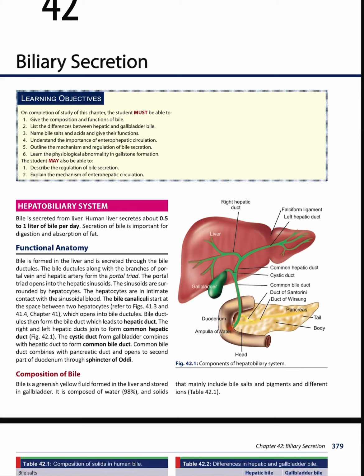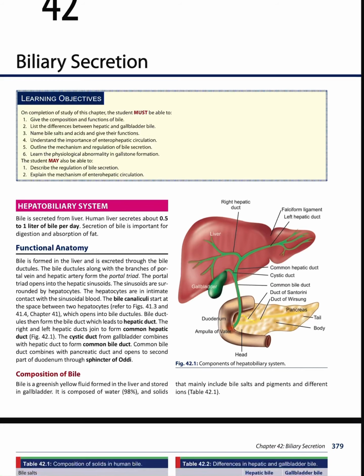The bile canaliculi start at the space between two hepatocytes and open into the bile ductule. The bile ductule then forms a bile duct which leads to the hepatic duct. The right and left hepatic ducts join to form the common hepatic duct. The cystic duct from the gallbladder combines with the hepatic duct to form the common bile duct. The common bile duct combines with the pancreatic duct and opens into the second part of the duodenum through the sphincter of Oddi.